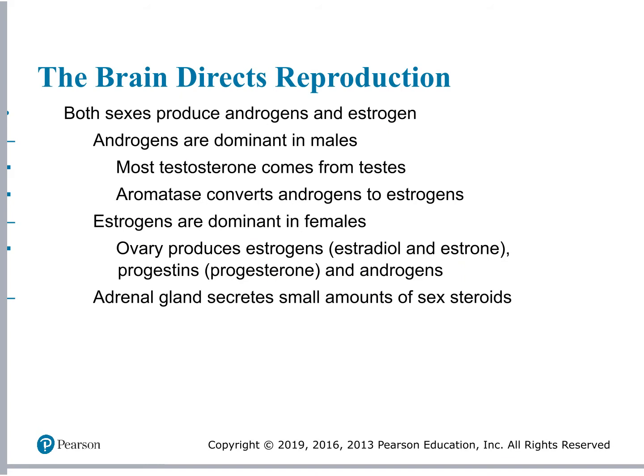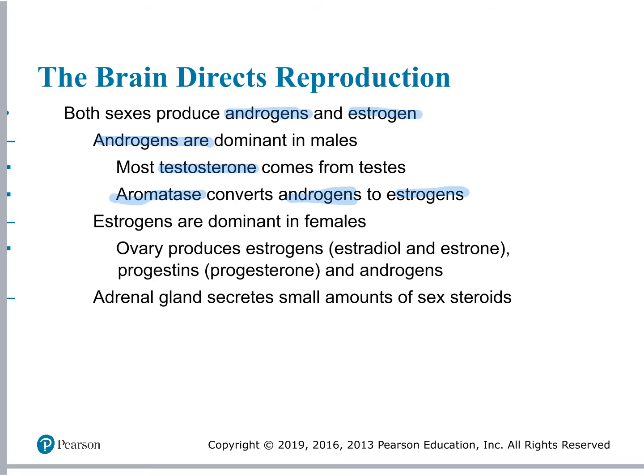All right, so let's talk about what the brain has to do with reproduction. Well, first of all, both sexes produce hormones that are androgens and hormones that are estrogens. Androgens are going to be the male hormones. Estrogen mainly are going to be the female hormones. So androgens that are dominant in males become things like testosterone, which comes from the testes. And then there is an enzyme called aromatase. It converts androgens to estrogens. So males produce estrogen as well.